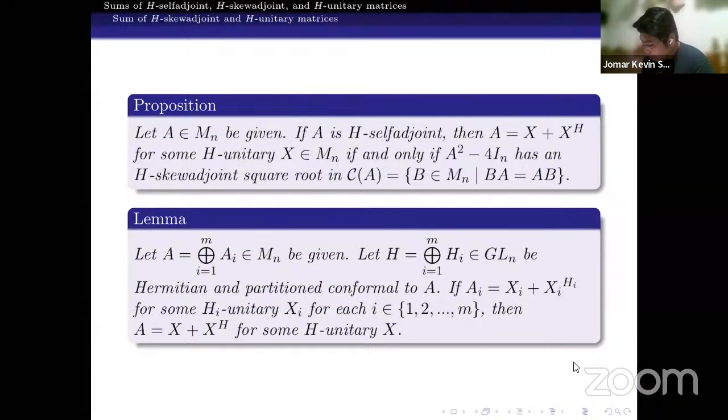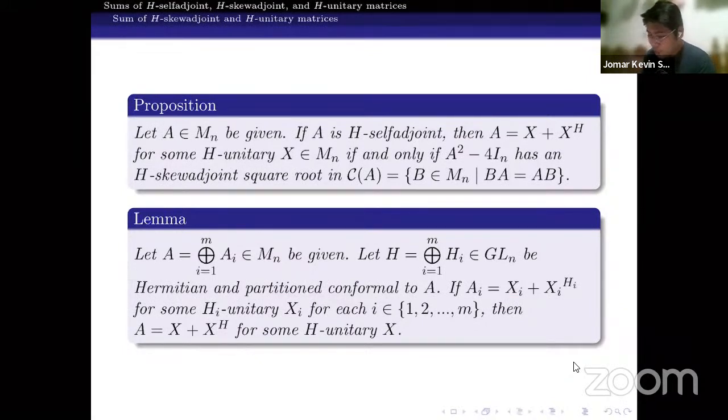Anong mangyayari? We will use this lemma. So basahin natin yung lemma na to. If A is just a direct sum of matrices A sub I, and H is non-singular Hermitian and is partition conformal to A, tapos suppose yung each A sub I can be written as X sub I plus X sub I raised to H sub I for some H sub I unitary X sub I, then the whole matrix A can be written as this desired sum form. So, dun sa step 3 natin kanina sa outline of the proof, napakita natin na lahat ng Jordan blocks nasulat natin as this desired sum form. So eventually, the whole matrix A will be written as X plus X to the H for some H unitary X. And that ends the outline of the proof.